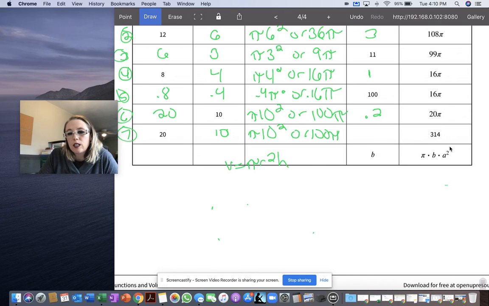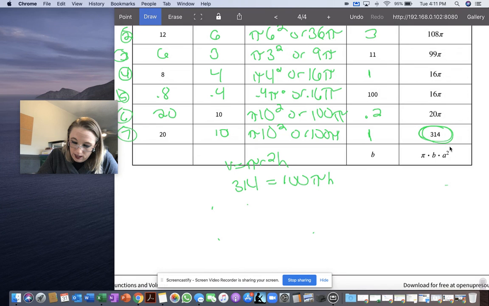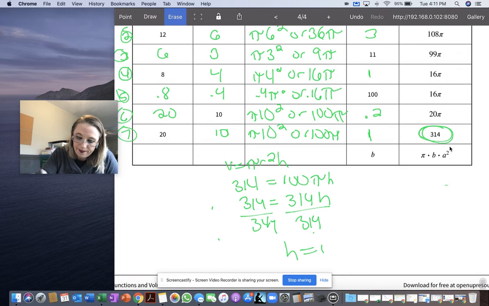But let's look at this one real quick. So our answer is just 314. We know that 100 pi is 314, so we know that our height has to be 1. Okay, if you want to solve it out, you can say 314 equals 100 pi times h. Okay, 314 equals 314, rounded, obviously, h. Divide by 314, h equals 1. Okay?